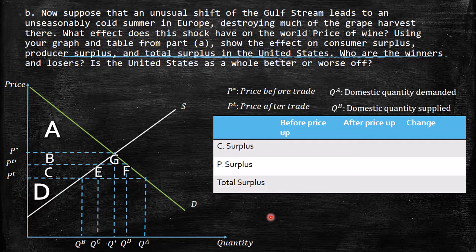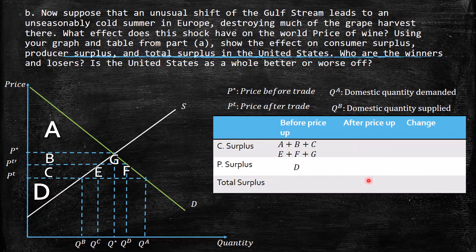So here we are going to this P star before trade, PT after trade. It doesn't make too much sense because here is kind of the price before the price up, okay, and PT prime, as I said before, is the price after the problem, after the cold summer in Europe. So here we will have the before price, the consumer surplus. It was all this big triangle, A plus B plus C plus E plus F plus G, and the producer surplus was D. So the total surplus was all this.